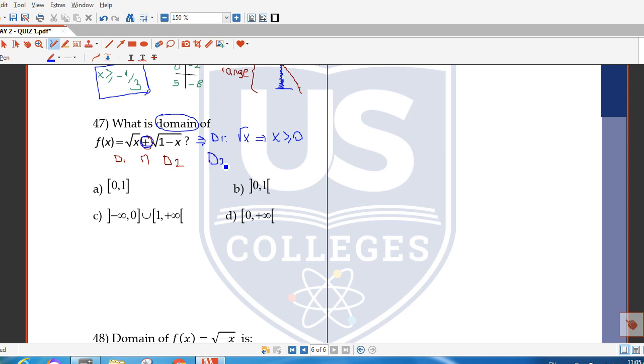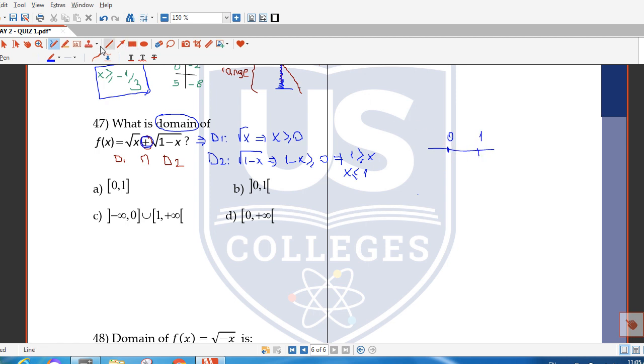To find the second domain, my function is 1 minus x. The logic is the same. 1 minus x should be greater than or equal to 0. 1 greater than or equal to x means x less than or equal to 1. And I am going to find the intersection region of the two domains. There is 0 from the first, there is 1 from the second.